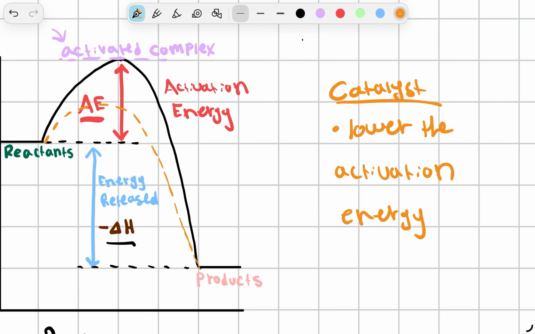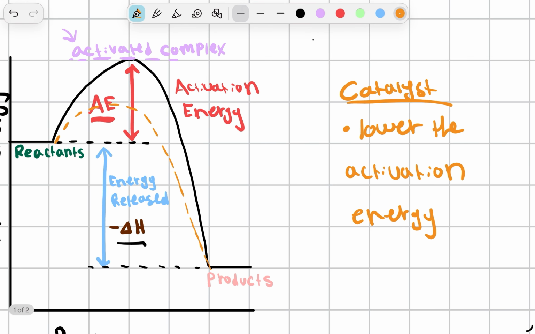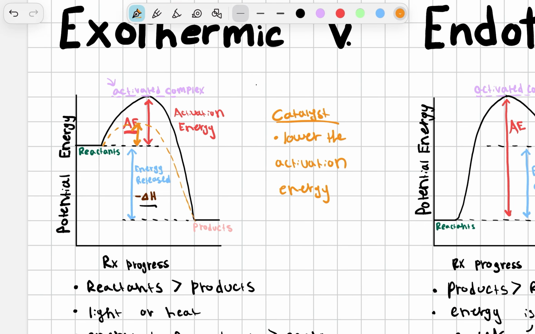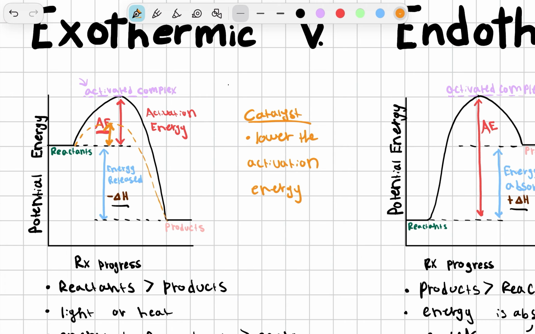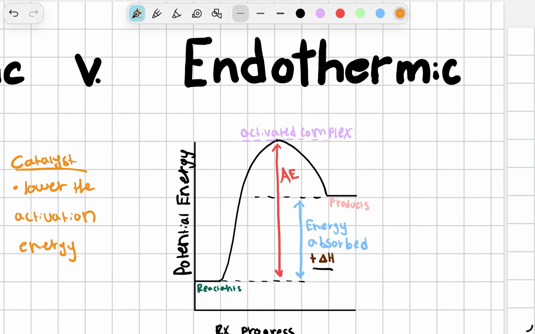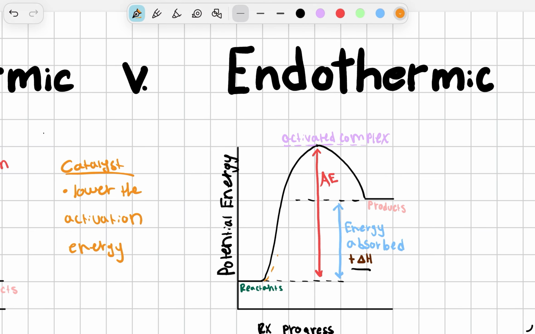So we've shortened the distance from the reactants to the products, but what this actually means is we've lowered the activation energy, because the new activation energy is this. We've completely lowered the activation energy, making it easier for a reaction to occur. What does this look like on an endothermic graph? Something like that. So again, we've lowered the activation energy.